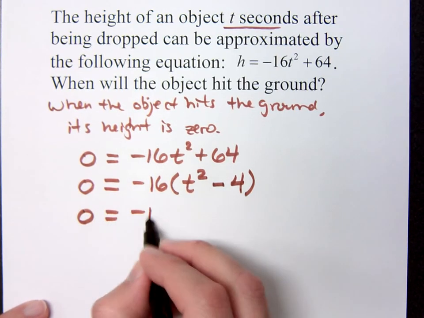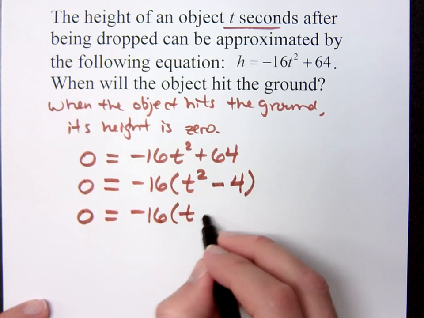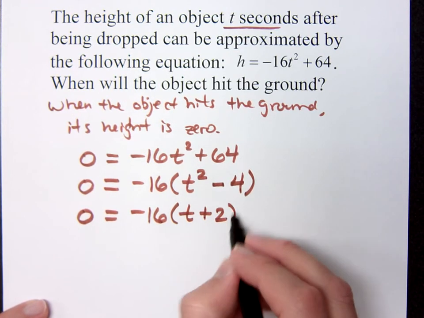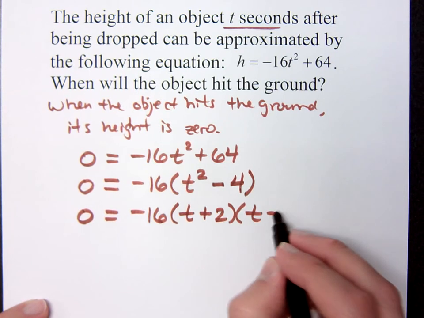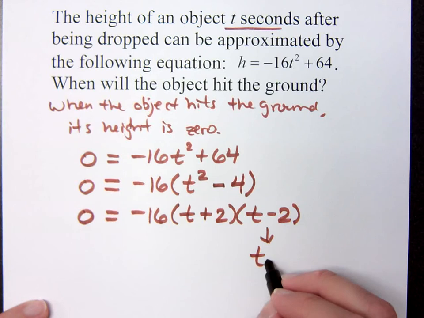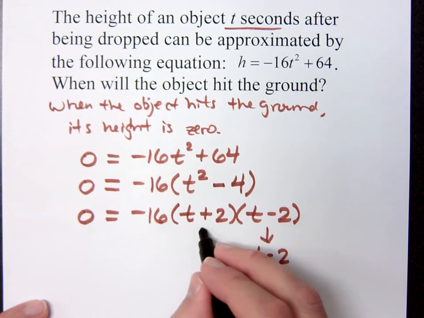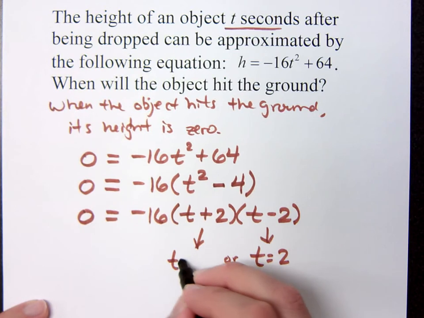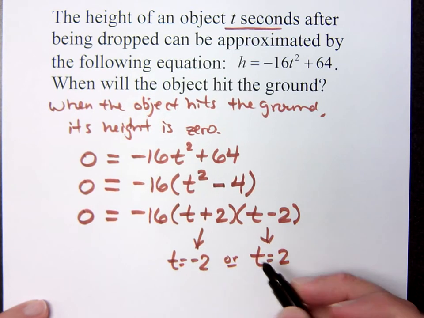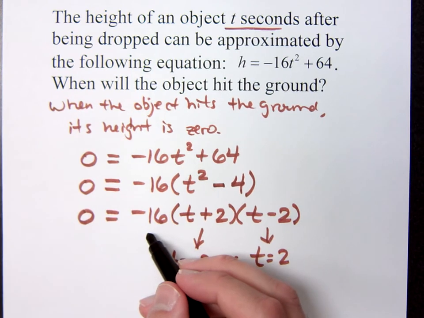0 equals negative 16 times t squared minus 4. How do you factor t squared minus 4? T plus 2 times t minus 2. So this means that t equals 2, or t equals negative 2. What about the negative 16? Does that contribute to a solution? It doesn't have a variable connected to it, so it can't equal 0.